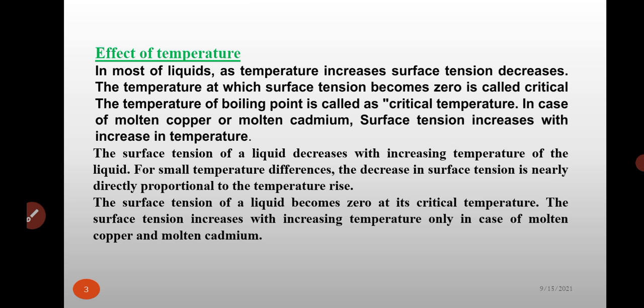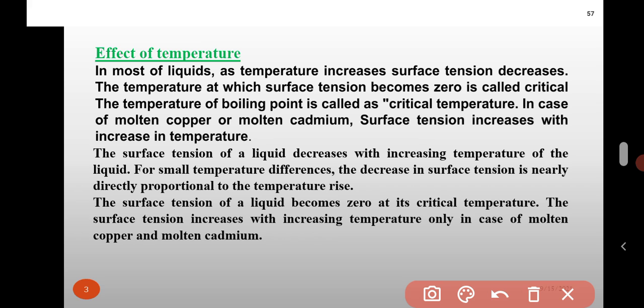Next topic, effect of temperature. In most liquids, as the temperature increases, surface tension decreases. The temperature at which surface tension becomes zero is called the critical temperature.